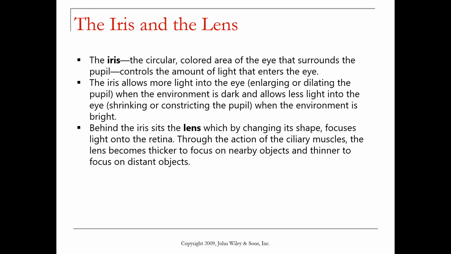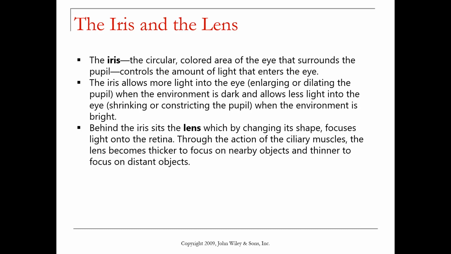And so we can change the size of the pupil by contracting or relaxing the iris. In bright light, we don't need a lot of light to see well. So we restrict the amount of light coming in by constricting the iris. The pupil shrinks in bright light. In dim light, we need a lot of light, so the smooth muscles relax and expand, and the pupil enlarges. So in dim light, we'll have a large pupil.